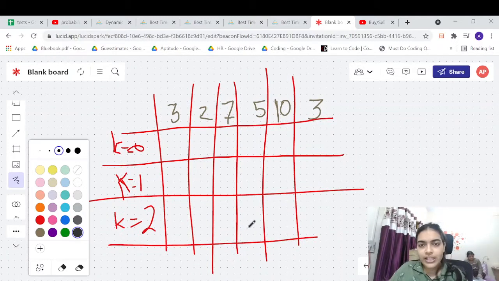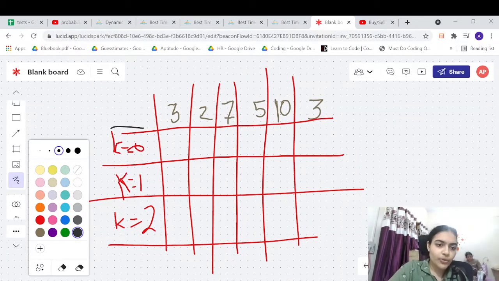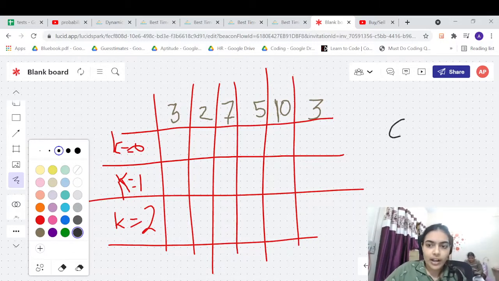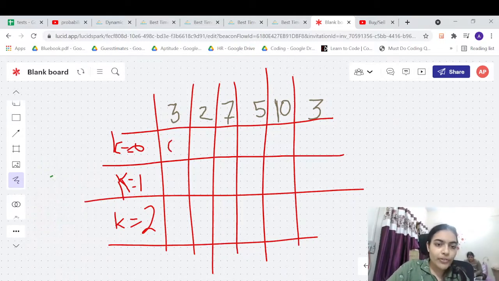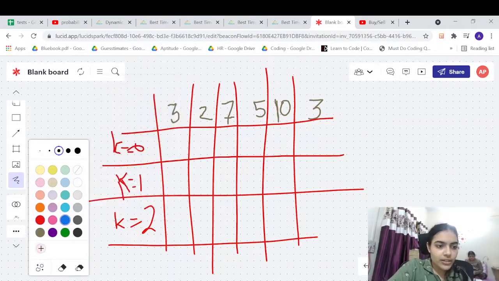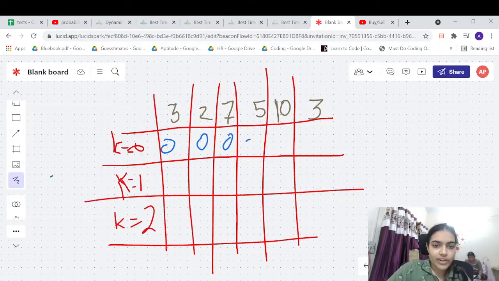Now let's try to understand how to solve this problem. Building the table for k equal to 0 is very easy. Suppose you are given 0 transactions, so no transaction is allowed. In that case, what will be your profit? Your profit will be 0 because neither can you buy, nor can you sell. No transaction is allowed because k is equal to 0. So this was about the first row. In the first row, everything is going to be 0.